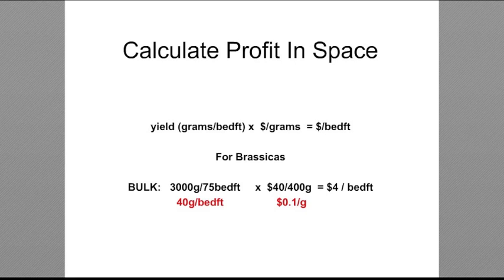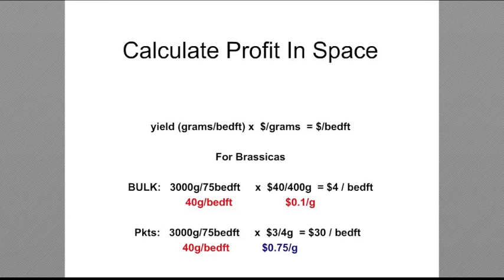Now, in contrast, if you were to put that same seed that you harvested in packets, and you charged $3 a packet, and you had 4 grams in each packet, that would give you about 75 cents a gram. So suddenly that same seed crop is worth about $30 a bed foot. So you can see that selling stuff in packets, if you have the market for it, can be quite profitable.